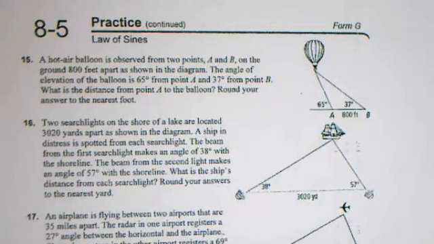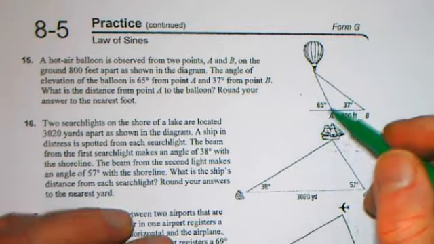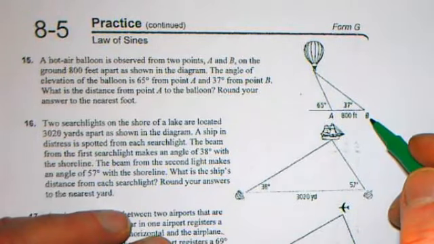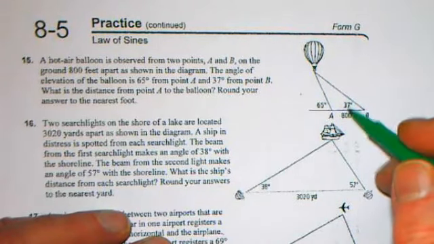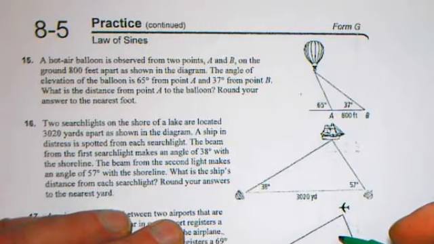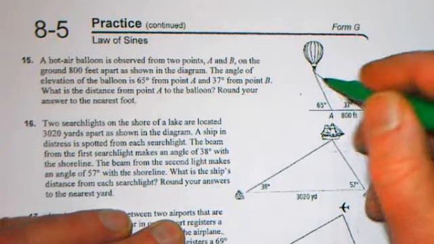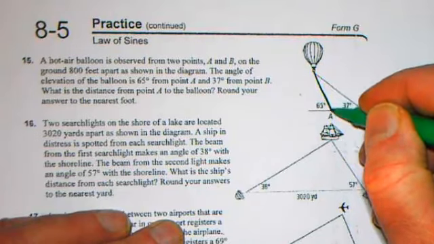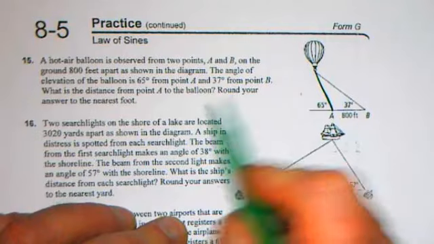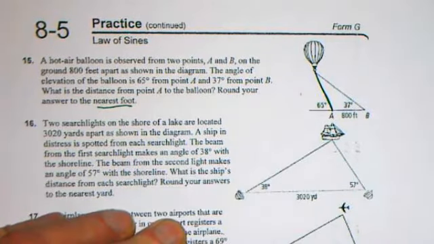Now number 15, they give us the picture. It says a hot air balloon is observed from 2 points. So at angle A, they're seeing the balloon up at 65 degrees. 800 feet away at angle B, they see the balloon at 37 degrees, and they want us to find the distance from point A to the balloon. So that's basically the side that they want us to find for this one. And then the answer needs to be rounded to the nearest foot.